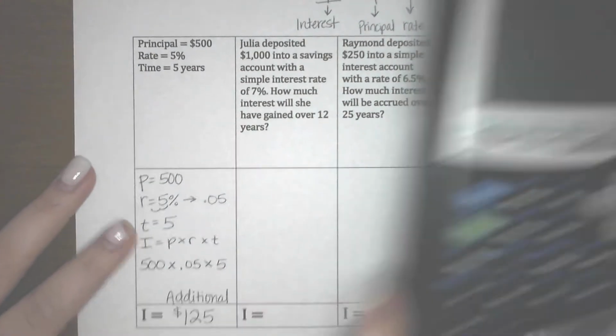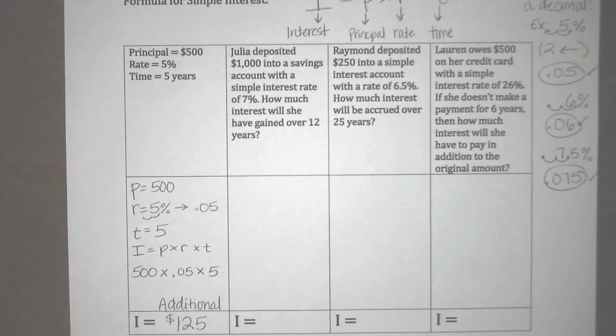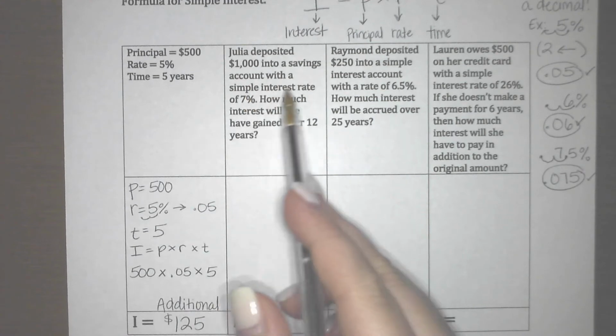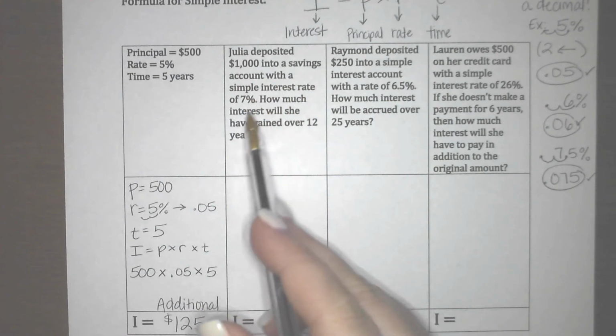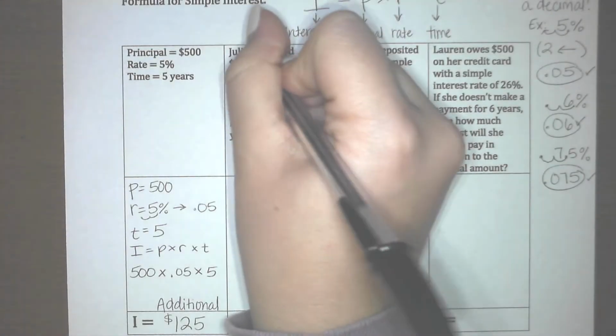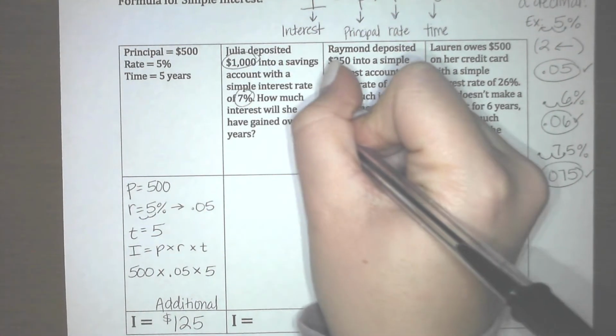Okay? So let's look at a little word problem. Julia deposited $1,000 into a savings account with a simple interest rate of 7%. How much interest will she have gained over 12 years? So 1,000, 7%, and 12.